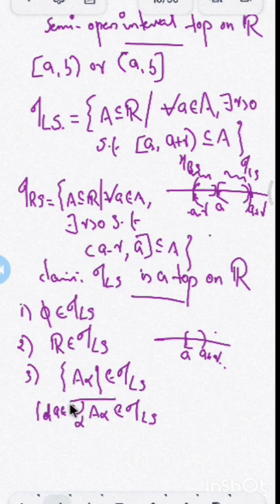Okay, this is our claim. The union of A alpha belongs to tau ls. This is our claim now. Okay, for that I take an element from the union of A alpha.